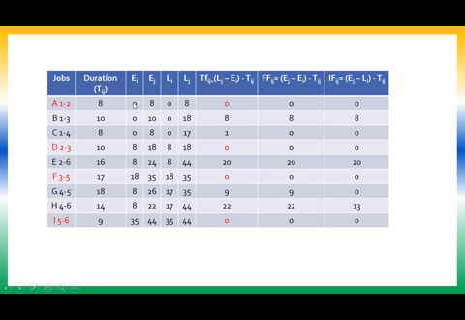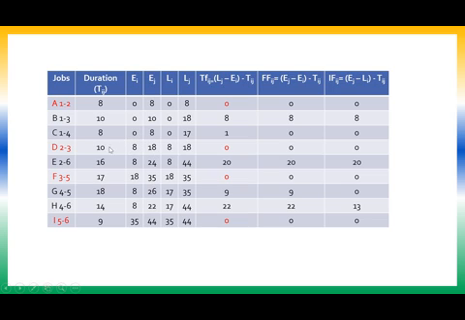It is Ej minus Ei minus Tij. 8 minus 0 minus 8, 0. 10 minus 0 minus 10, it is 0 actually, sorry. I have made a mistake here. It is 0. Next, 8 minus 0 minus 8, 0.